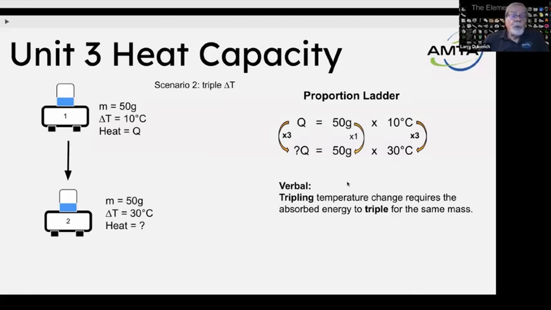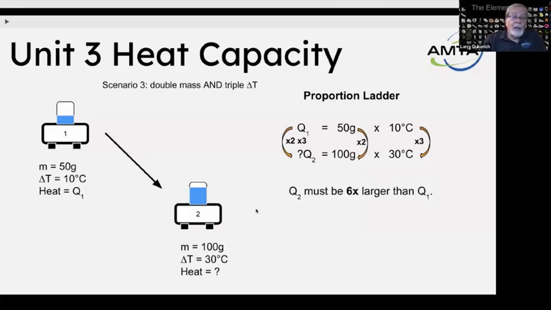In scenario 2, the mass of water is the same, but the change in temperature is 3 times as great. From the graph in the icy hot lab, students should conclude that 3 times as much energy must be added to cause a tripling in temperature. This is shown in the proportion ladder.